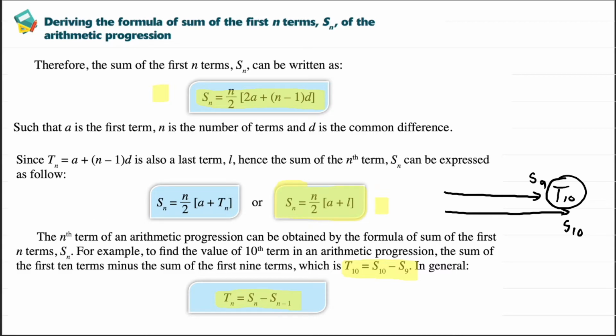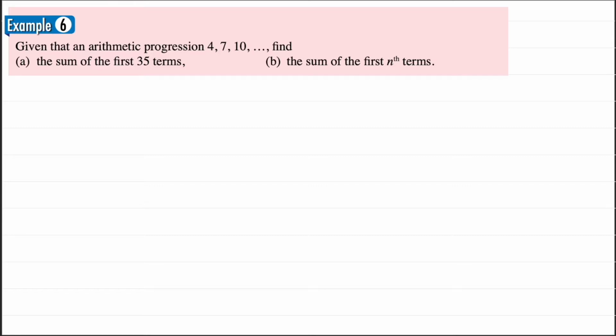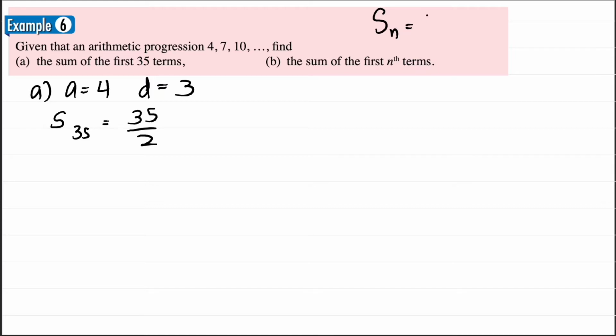Okay. Contoh. Given that arithmetic progression blah blah blah, find the sum of the first 35 terms. Okay. So kita tahu A dia apa kat situ. A dia 4 and dia punya D adalah 3. So kita boleh pakai formula lah. So S35 is equals to N over 2. Cuba tulis formula kat sini dulu. Sn sama juga dengan N over 2, 2A tambah N minus 1D.